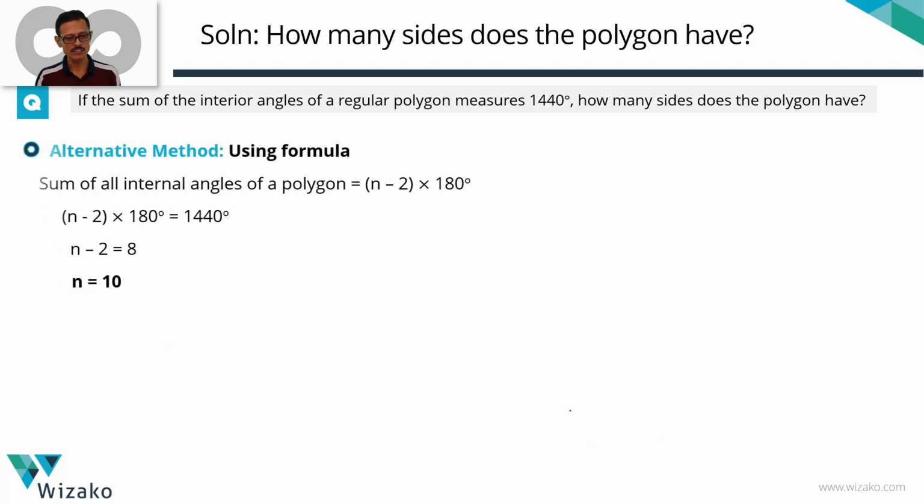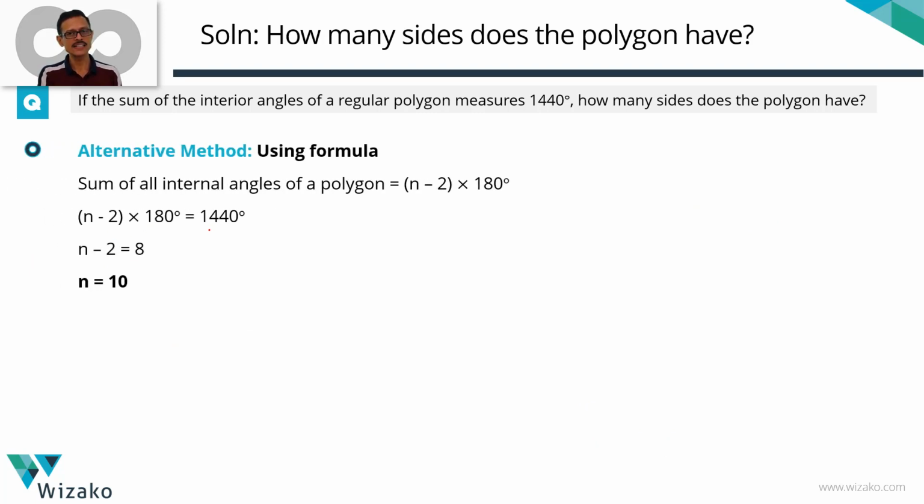Second method, we're going with the formula. Applying the formula, n minus 2 times 180 is the sum of the interior angles. So n is equal to 10. Either way, 10 is the answer. Choice A is the answer to this question.